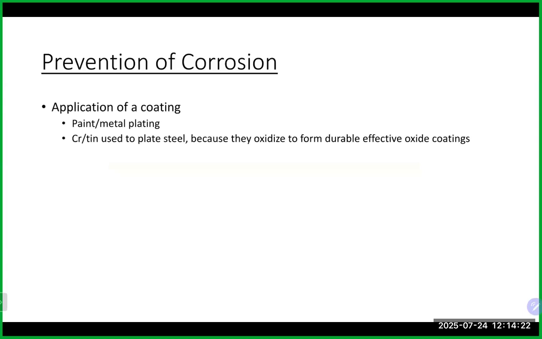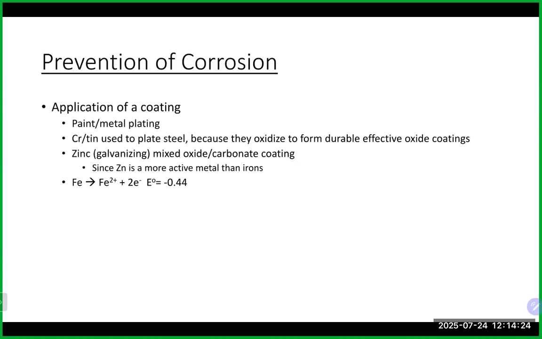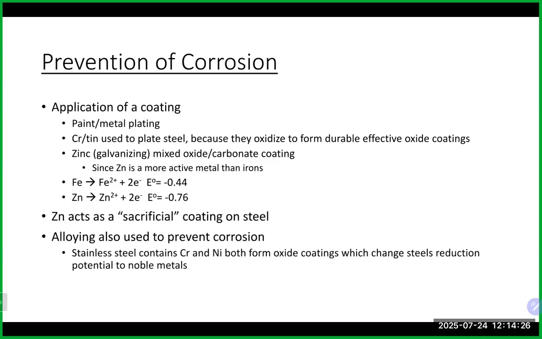Now, there are a couple of ways that you can prevent corrosion. Let's talk a little bit about some of the ways that you could do that. One way is you could paint or do some type of metal plating, right? They sell Rust-Oleum paint as a way to prevent your metal from rusting. If you paint it, it makes a nice layer on it. You could use chromium and tin, use the plate steel. They form this very durable oxide layer.